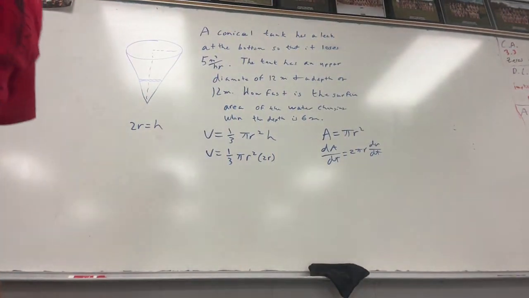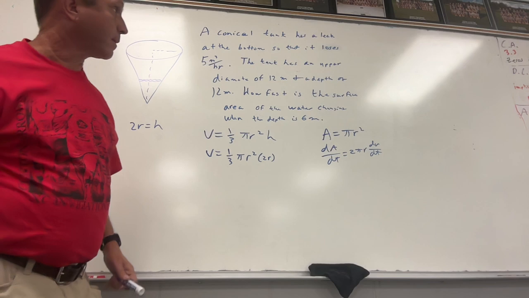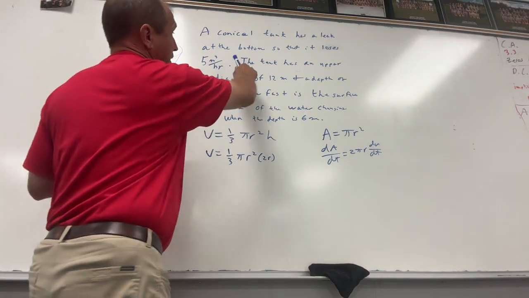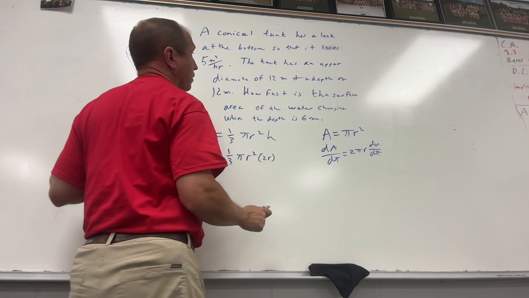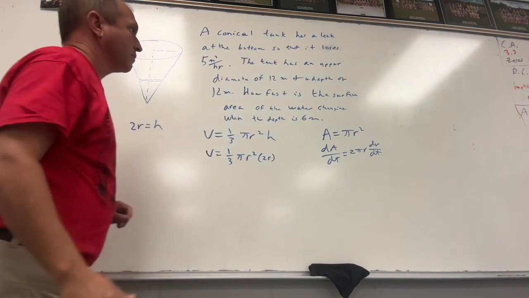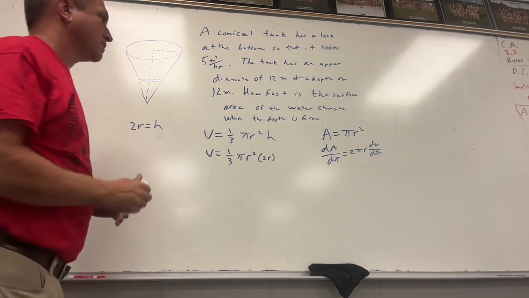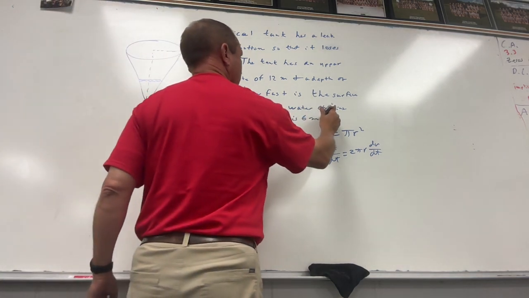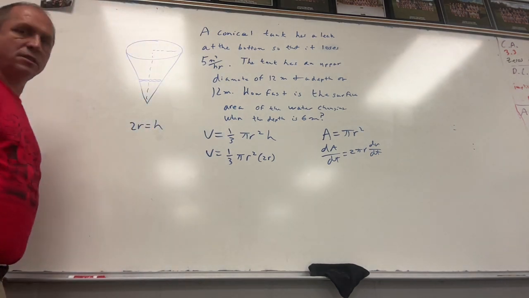Okay, so here we are. We've got a conical tank that has a leak, so that it's losing 5 cubic meters of water per hour. The tank has an upper diameter of 12 meters and a depth of 12 meters. So how fast is the surface area of the water changing when the depth is 6 meters?